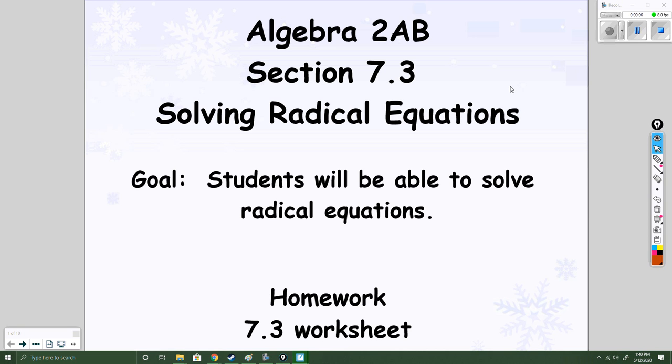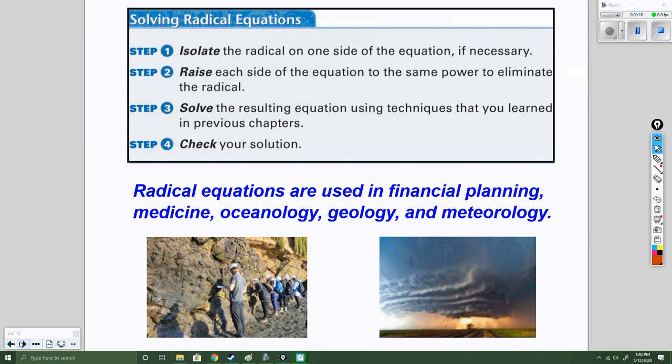Today in Chapter 7 on radicals and exponents, we're going over Section 7.3, which is solving radical equations. All right, so let's get into it. We've got some general steps to solve radical equations. Step 1 being isolating the radical on one side of the equation if necessary. Step 2, raise each side of the equation to the same power in order to eliminate the radical. And then Step 3, solve from there, and Step 4, check our solution.